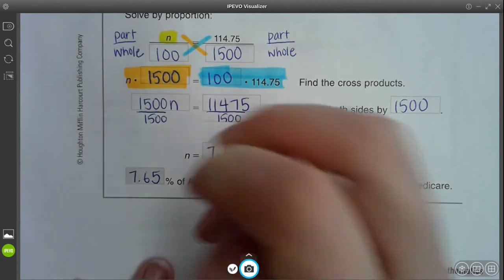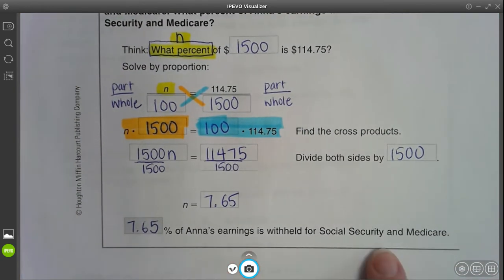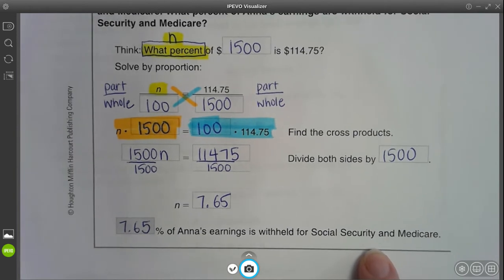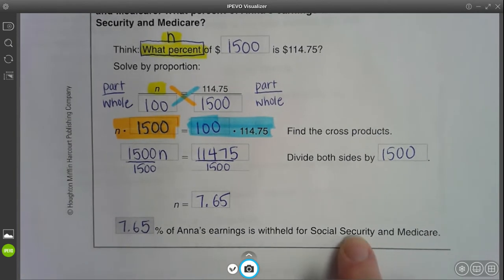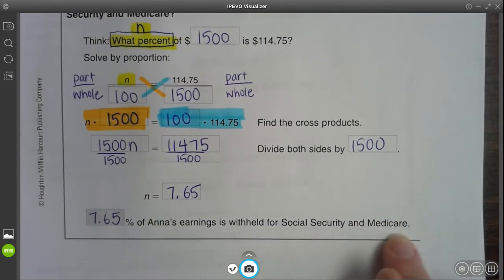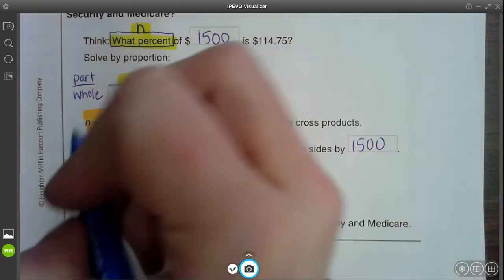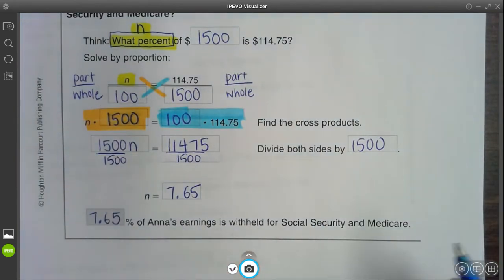So 7.65%, if you remember n is a percent out of 100, is being withheld for Social Security and Medicare. Okay, so Social Security is money that we are promised after we retire, or if we were to become disabled, we could use Social Security to pay for that. Medicare is a government-funded medical program, so we pay into that every time that we earn a paycheck so that we can have it when we're older and we're not working anymore.